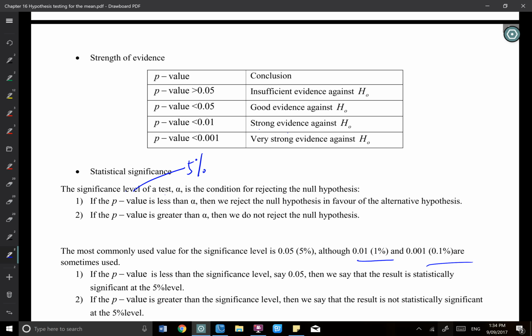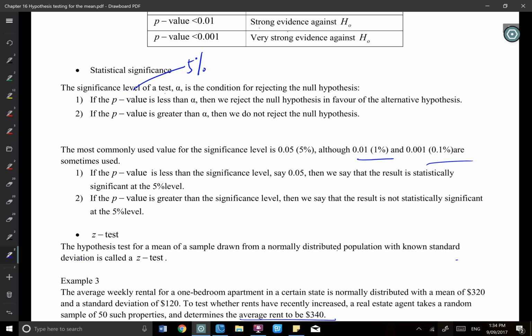The p-value has a couple of levels: the 5% level, 1% level, and 0.1% level. We use that to decide whether to reject H0 or not. But the statistical significance will be given to you in the question, like 5% significance or 1% significance. Normally it's 5% or 1%.